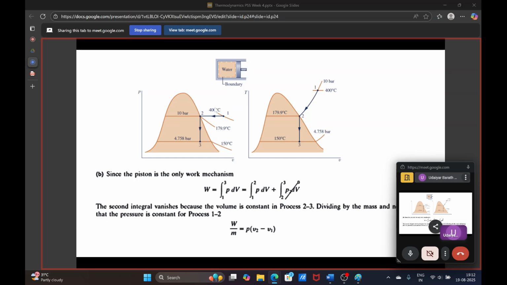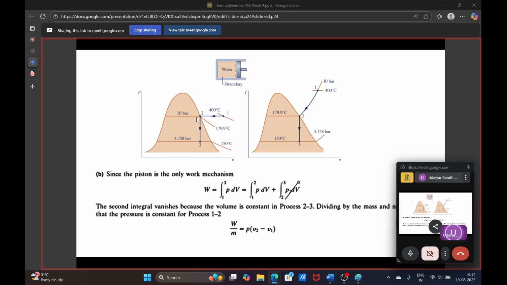Again, for the process 2-3, since your volume is constant, your work will be 0. The first case is integral p dv, so your work done will be W by m is p into the specific volume difference, v2 minus v1.